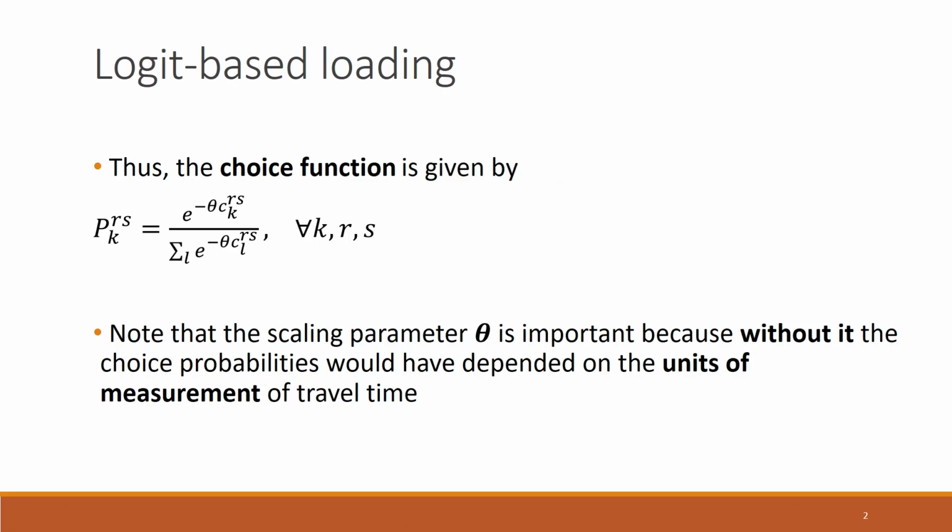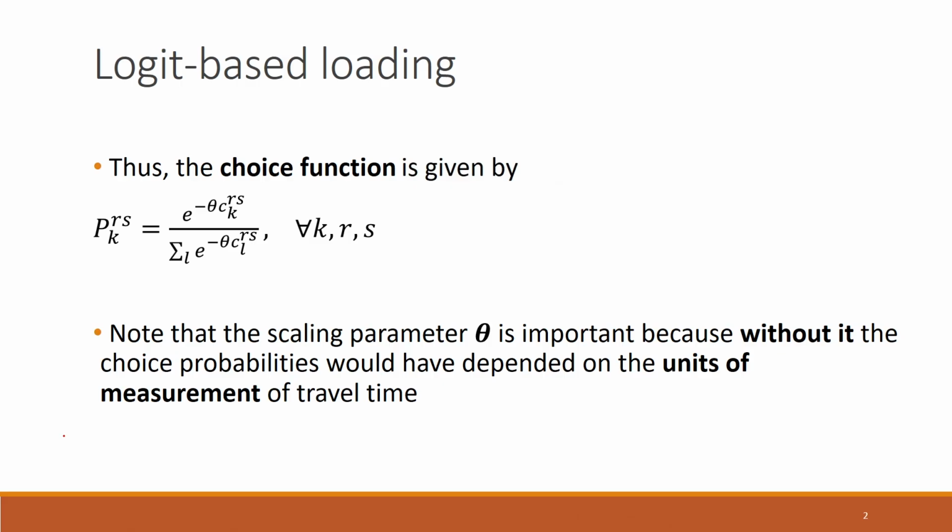And note that this scaling parameter theta is also there, and that is important because without it the choice probabilities would have depended on the units of measurement of travel time. For example, if there was no theta here, then whether you specify CKRS in kilometers or in meters, depending upon what measurement units you use, you will get different probabilities.